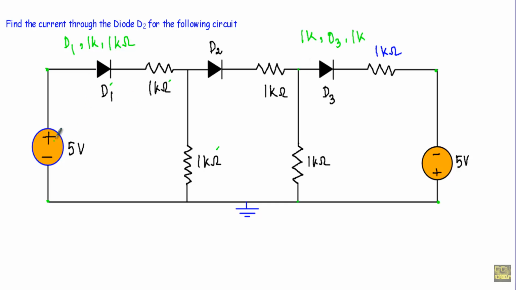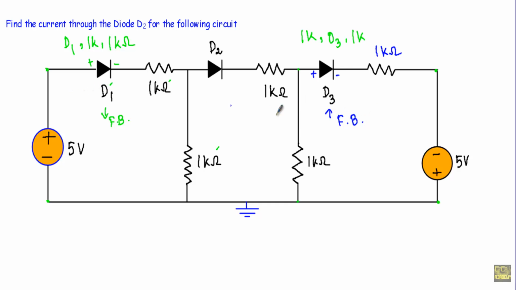Now see, the positive terminal of this 5 volt source will be connected with the P side of the diode D1, and the negative terminal will be connected with the N side of the D1. So the diode D1 will be in forward bias. Now look at the diode D3. Here you will see the positive terminal of this voltage source will be connected with the positive side, and the negative terminal will be connected with the N side. So this will drive the diode D3 in forward bias.